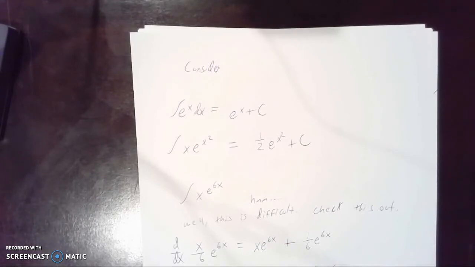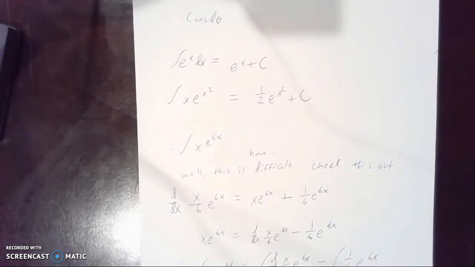Now let's think about something like x e to the 6x. This is very similar to x e to the x squared, but now if you let u be 6x and you took the derivative, du would just be 6, and we didn't get that x that's out in front. So what are we to do? Well, that's what today is about.